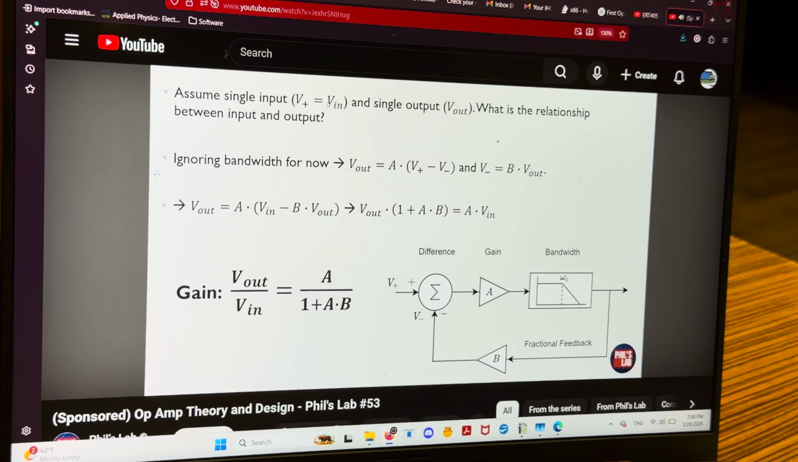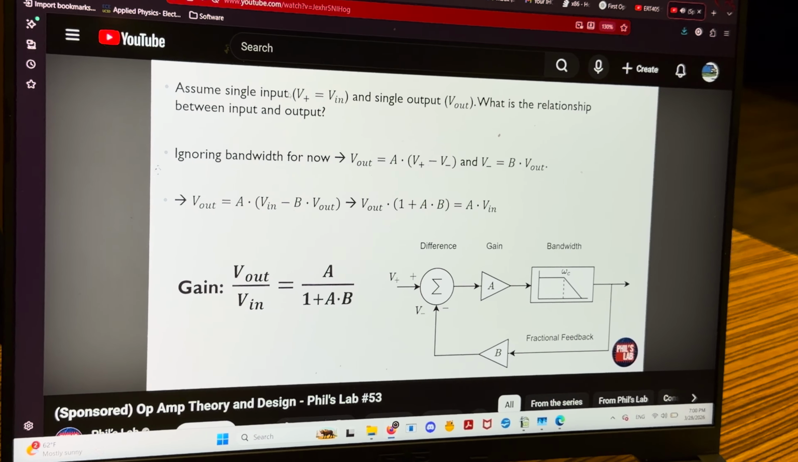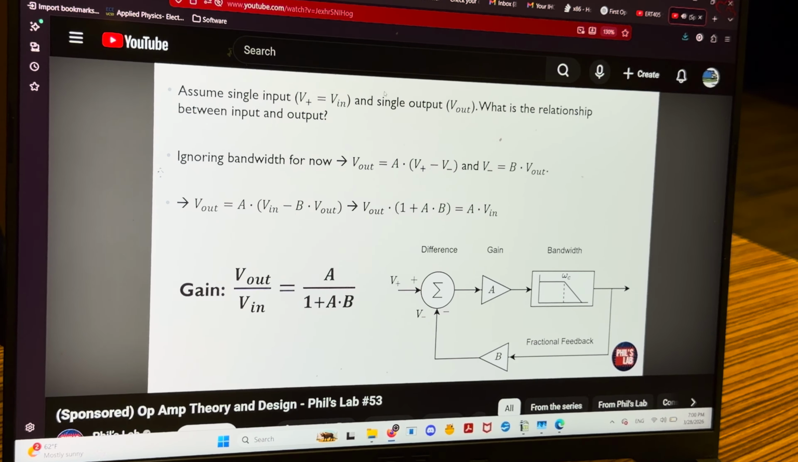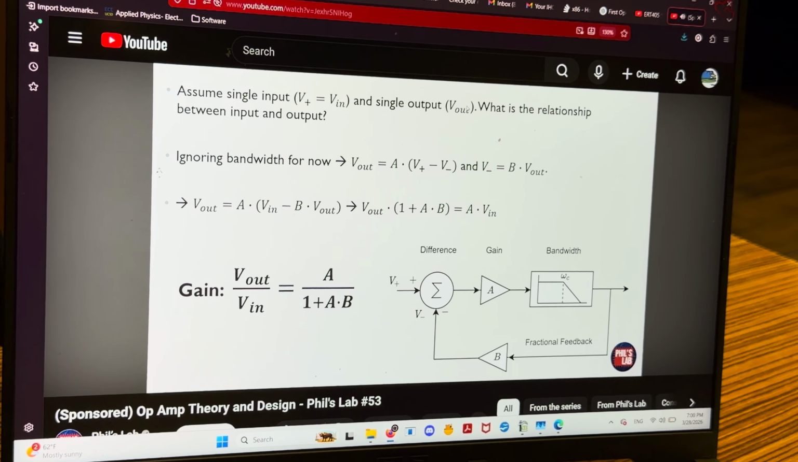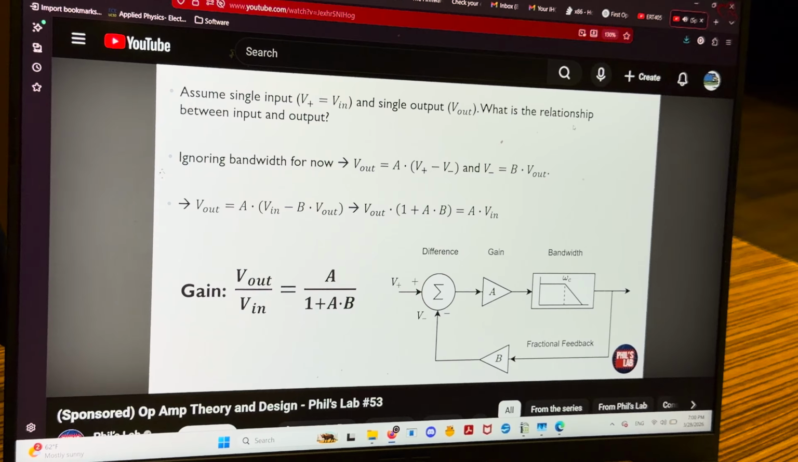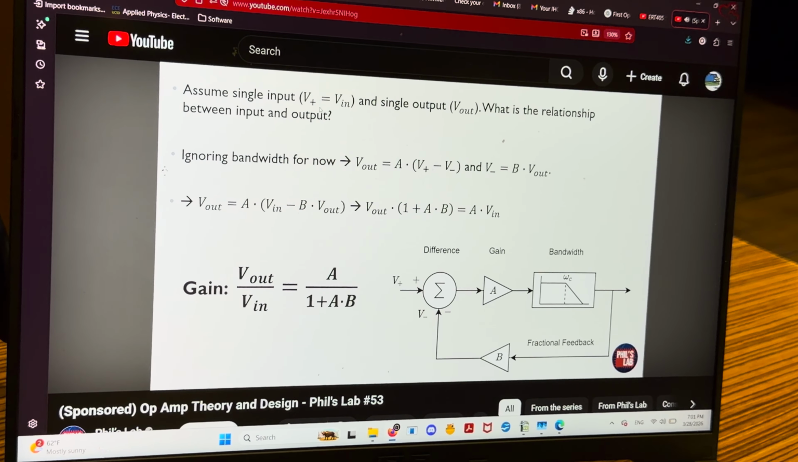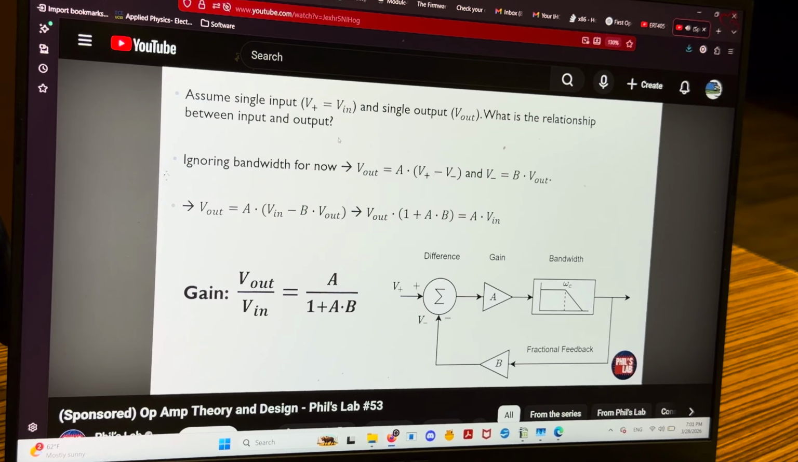We'll assume that we just have a single input for now, essentially that our non-inverting input V plus is equal to V in, just for simplicity, and we have a single output, which is V out, our normal operational amplifier output. We want to now find the relationship between the input and the output. So if we apply a signal to the V plus pin, what is the signal at the out pin?